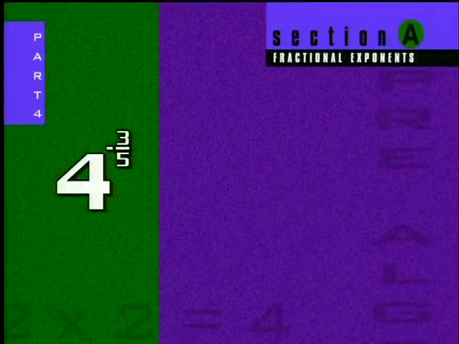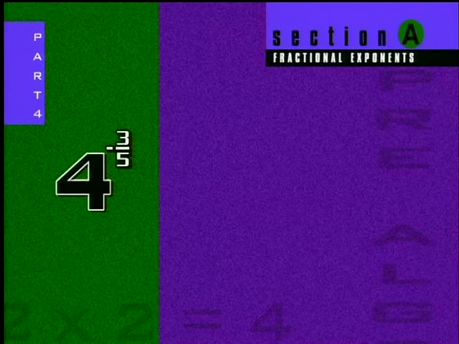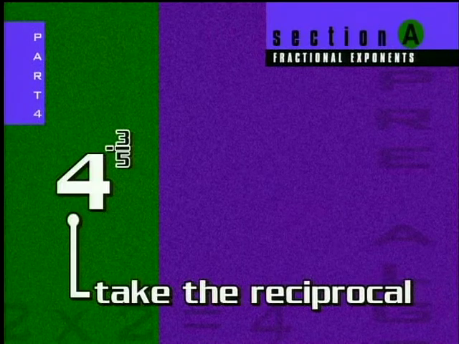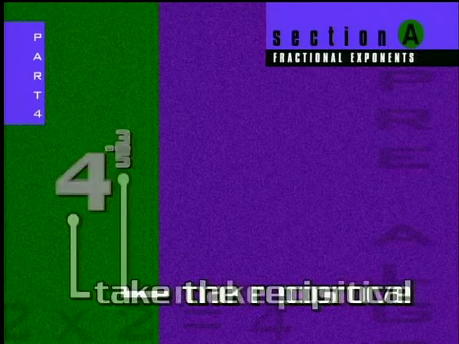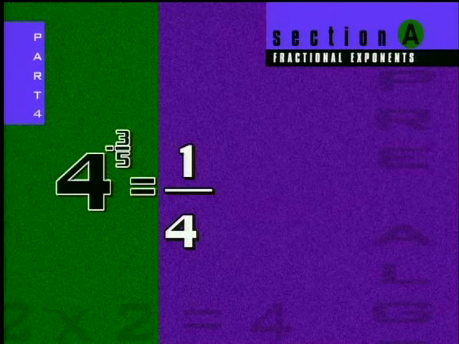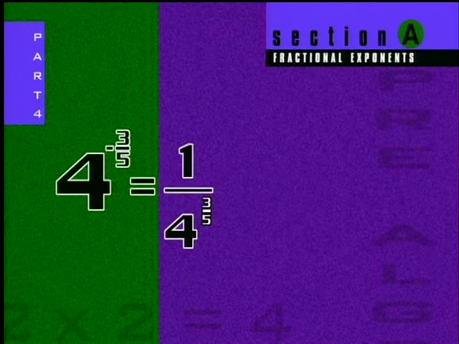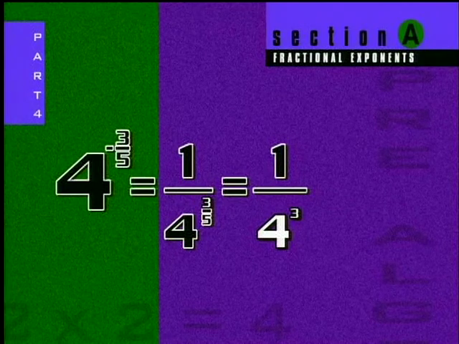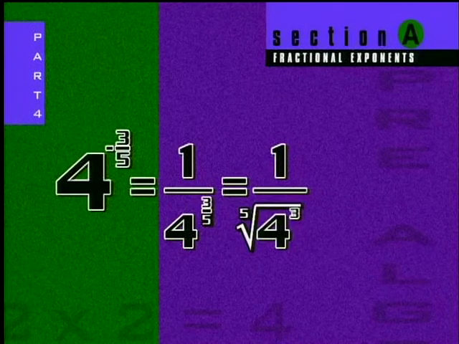What if we had 4 to the negative 3/5 power? Well, if we had 4 to the negative 3/5 power, remember, the only thing we do differently is our first step. We've got to take the reciprocal of the base number first and make the exponent positive. We get the reciprocal by placing 1 over 4 and then make our exponent positive 3/5. Now our steps are the same. We raise our 4 to the 3rd power and take the 5th root of that.